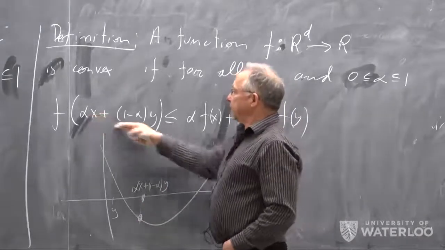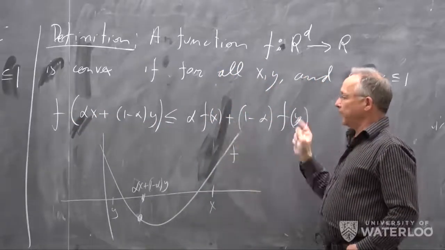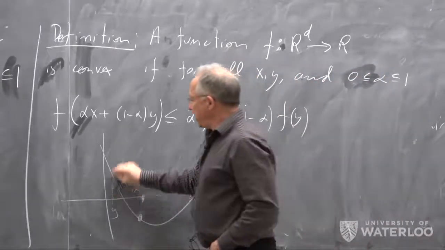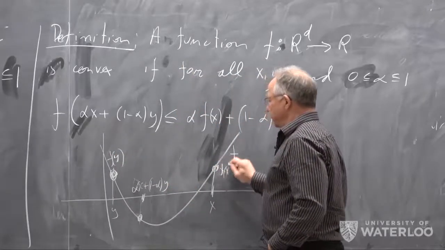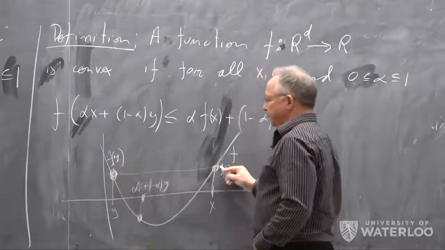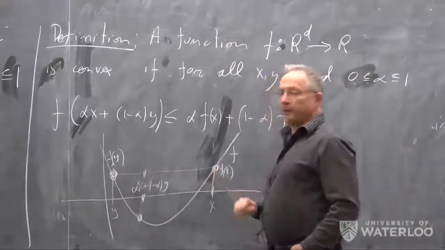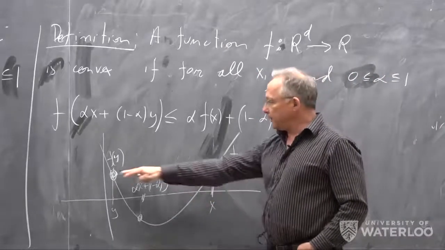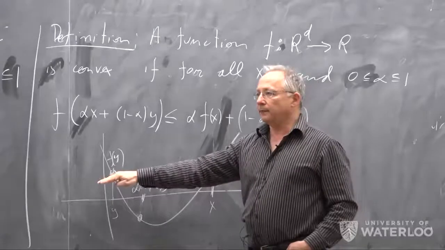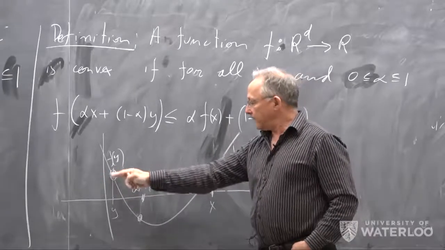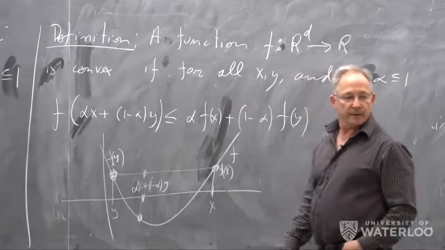So this is f of alpha x plus 1 minus alpha y. What is alpha f of x plus 1 minus alpha f of y? I look at f of y, this is f of y. I look at f of x, this is f of x. I connect them and look at the point alpha times this one plus 1 minus alpha times this one. So it means that when I connect 2 points on the graph of f, the line interval hangs above the graph of f. Does it make sense? Yes?